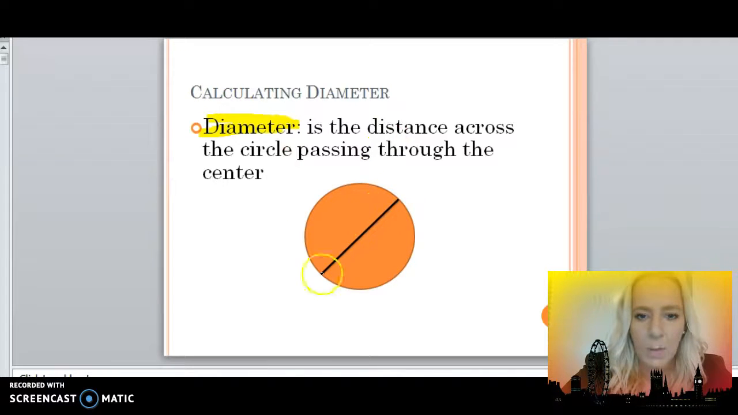A diameter is the distance across the circle passing through the center. So this is an example of a diameter. It passes through the center of the circle and it reaches both ends or edges of the circle. Therefore, it's considered what's called a diameter.